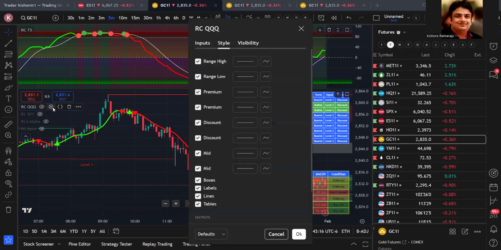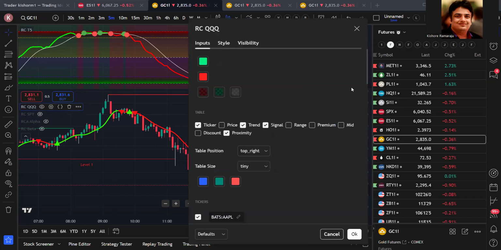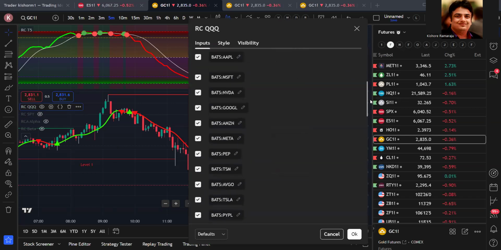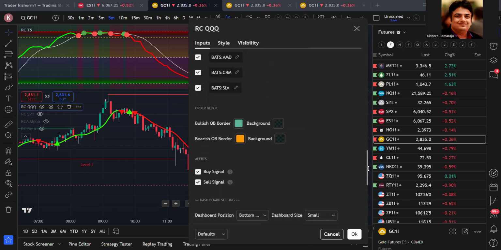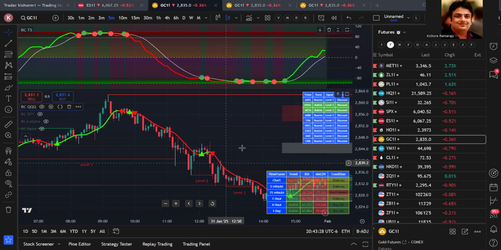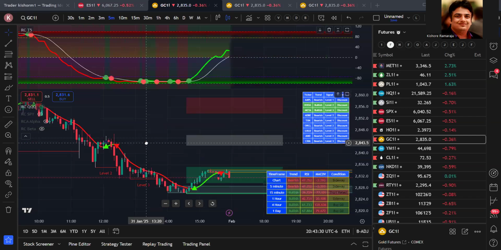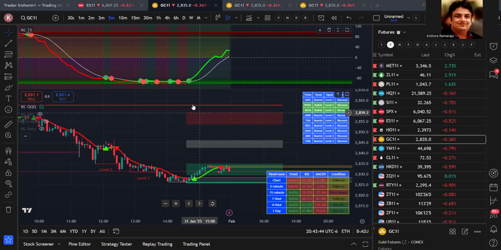So QQQ scanner means basically you can put all your top tech stocks here: Apple, Microsoft, Nvidia, Google, Amazon, all the famous tech stocks where there is always a lot of volume. Whenever you put those stocks, it is telling that out of those 40 stocks, Meta may start moving up, Nvidia may start moving up. It is telling that Meta is close to a discount zone, Nvidia is close to a discount zone.